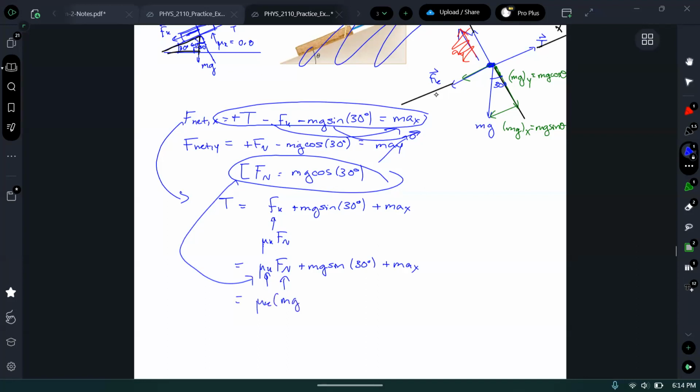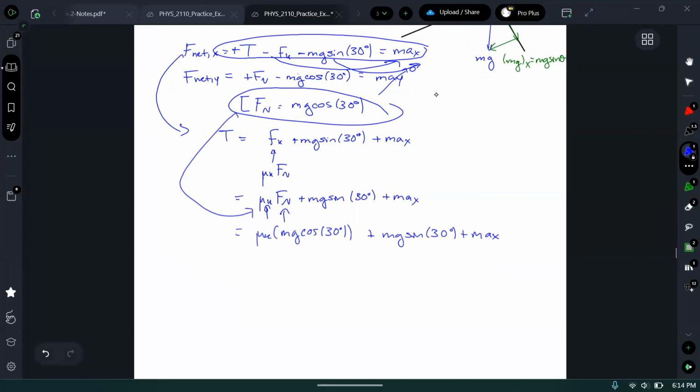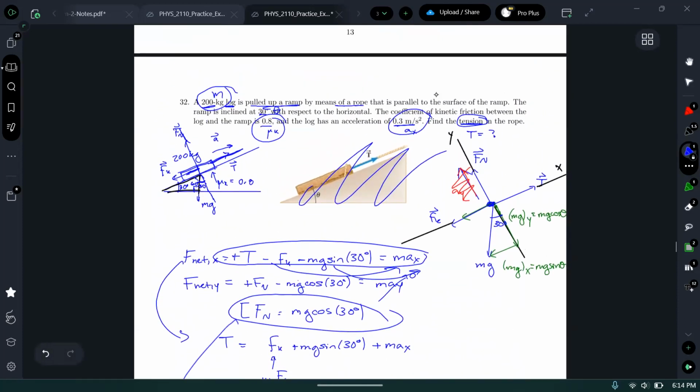Coefficient of kinetic friction, replace normal force with mg cosine 30, plus mg sine 30, plus mass times x acceleration. And I could calculate now or finally just factor out mass to save a little bit of calculating. It's mass times the coefficient of kinetic friction, g cosine 30, plus g sine 30, plus the x acceleration. And then I would just put in the values it gave me up here.